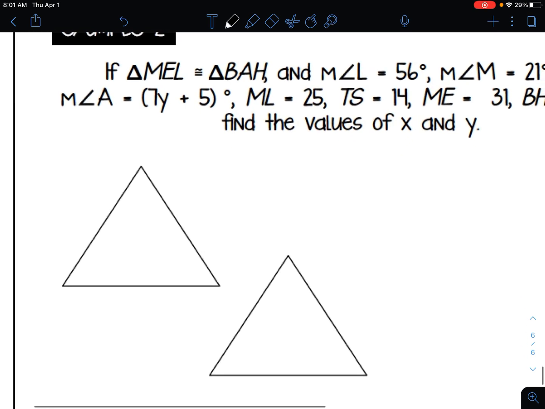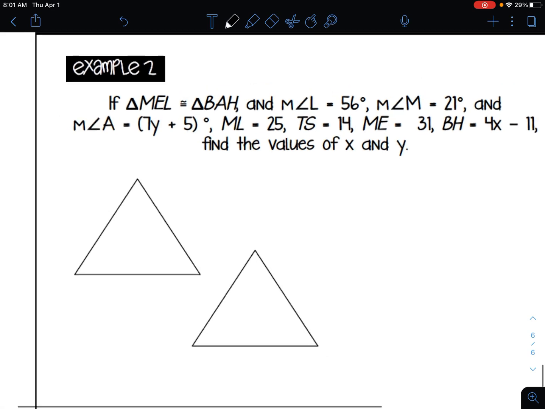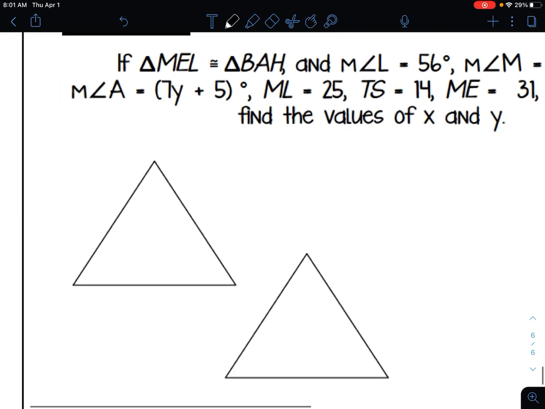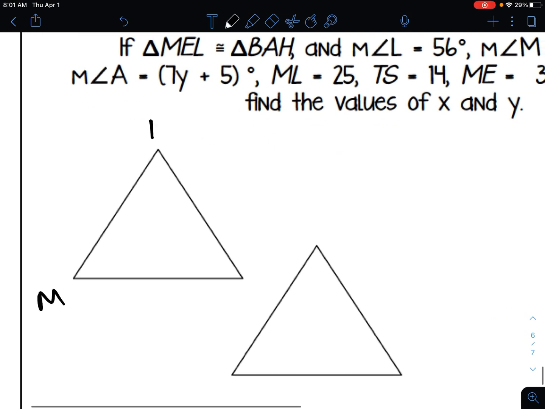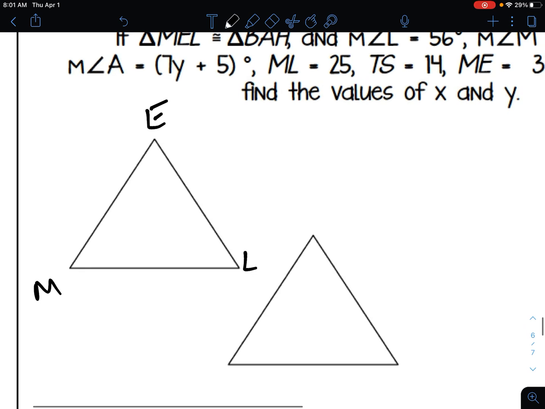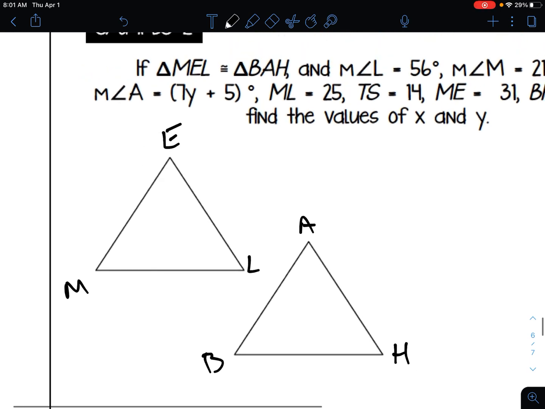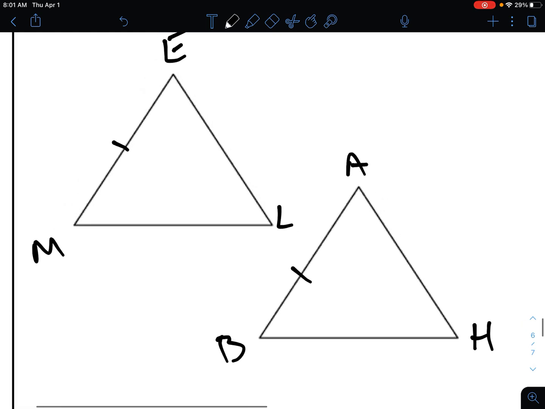Okay, you guys go ahead and try this last one out. I'm going to just set it up and go to town, okay? They give us angles and degrees, so it looks like we're going to have to mark everything up. So we're going to go M, E, L, B, A, H, right? So what do I know? I know M, E, B, A. I know E, L, A, H, B, H, and M, L are going to be congruent.